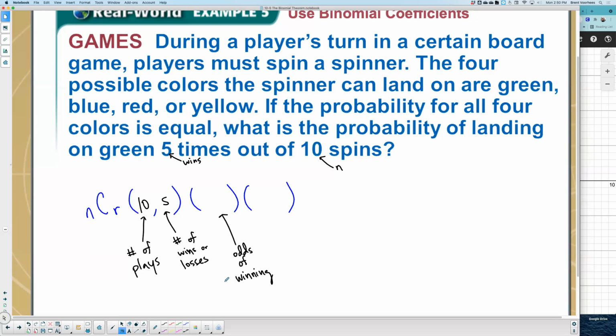How many colors are there? 4. Green, blue, red, yellow. 4 colors. Green makes up one of them. So it's 1 over 4. How many times are we actually going to win? 5 times. That's wins.